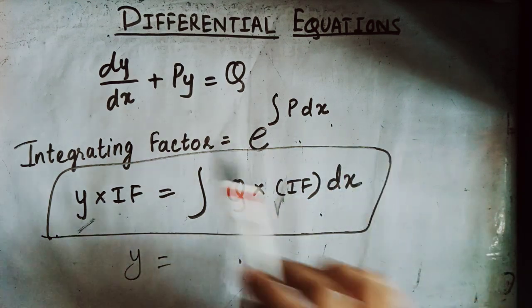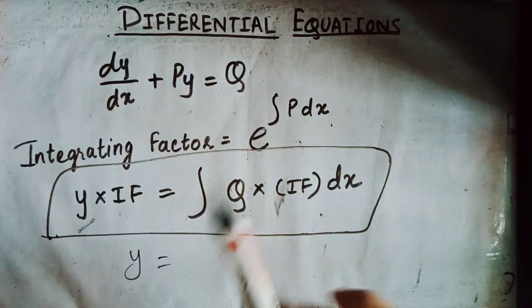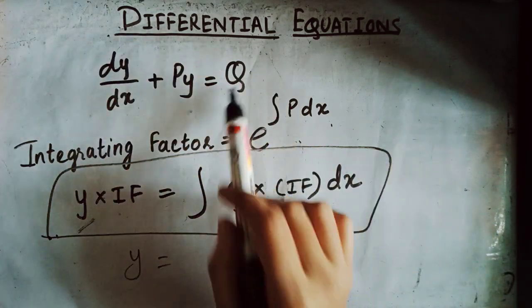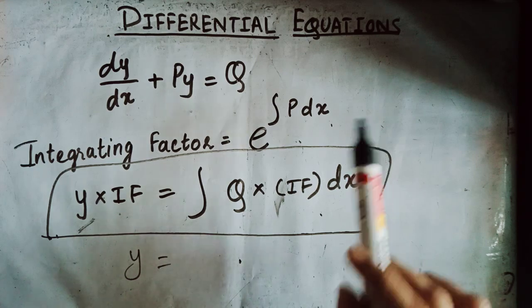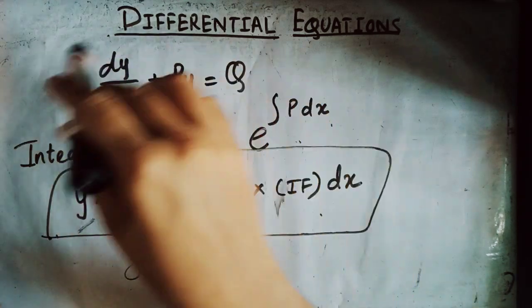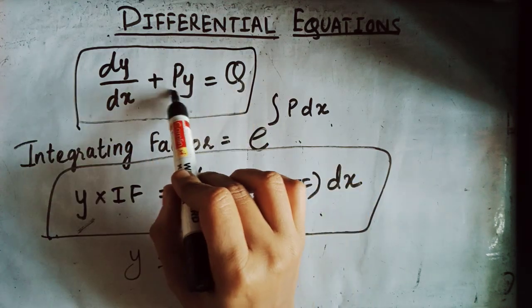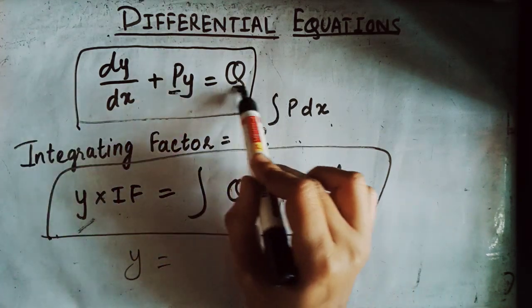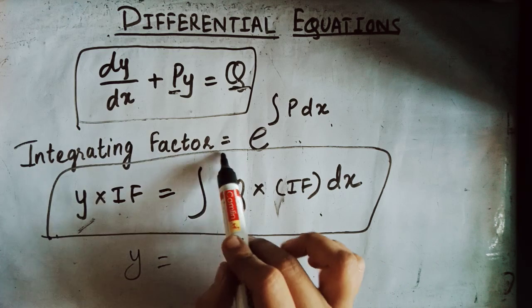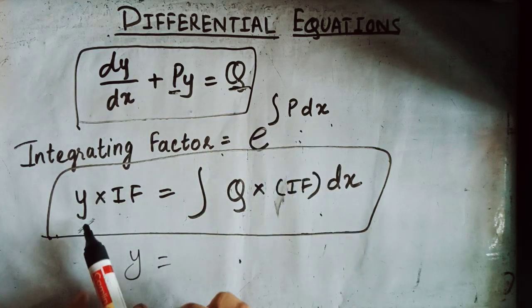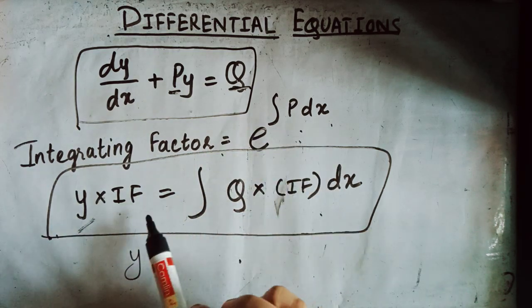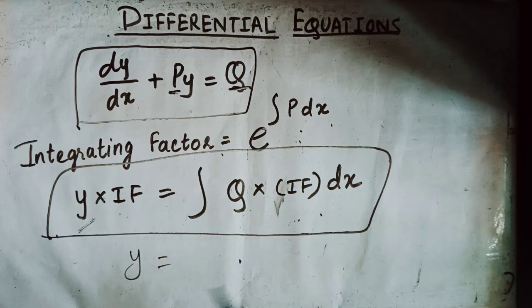The first thing is, this equation can be given in jumbled form, that is q is here and p is there. Then you have to first rearrange the terms in this way, and then identify what is p and what is q. Then you find the integrating factor, and substituting it in this equation, you will get the solution.